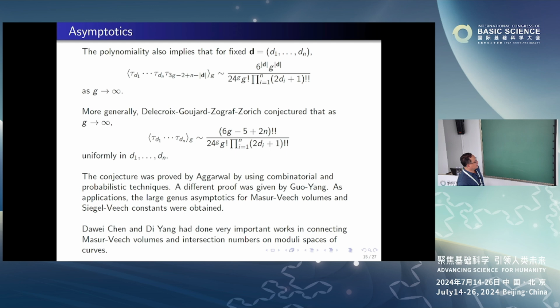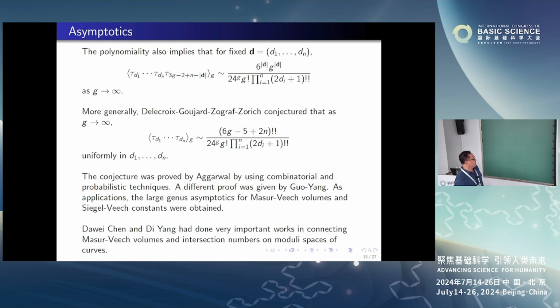Actually, by a conjecture by these four mathematicians, Delecroix, Goujard, Zograf and Zorich. They conjectured that when g goes to infinity, here we have fixed d1 to dn, but for any d1 to dn, you have this asymptotics uniformly in d1 to dn. And this was proved by Aggarwal by using combinatorics and probabilistic techniques. A different proof was given by Guo and Yang.